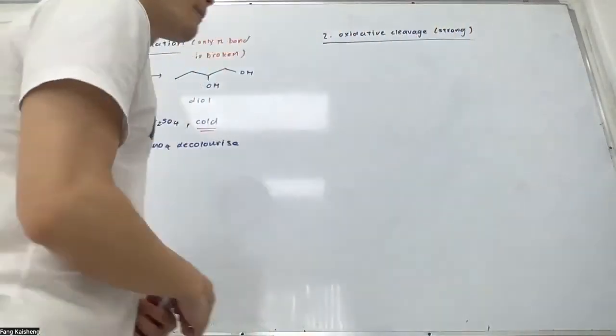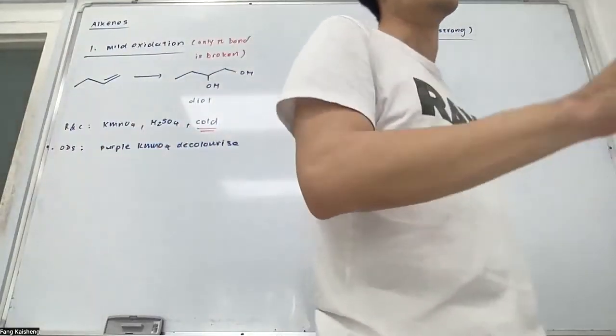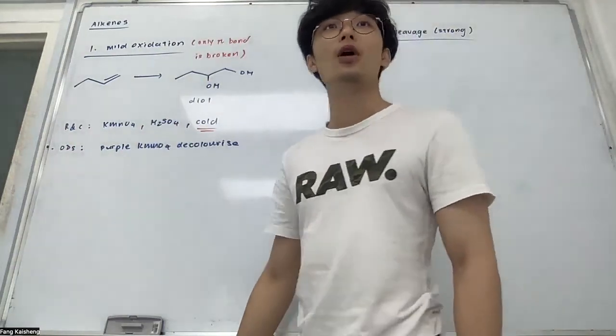So go ahead and highlight that. Brown precipitate is only if you use NaOH. If you use H2SO4, you don't see that change. So if you don't want to memorize so many things, I suggest you use H2SO4. Okay?